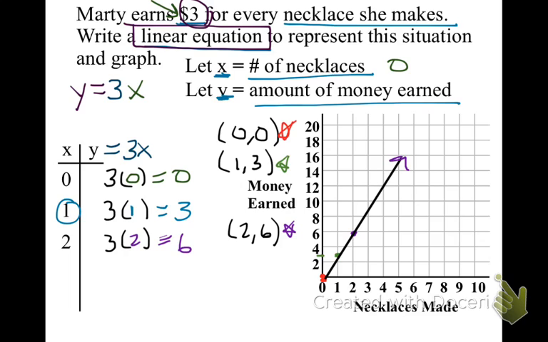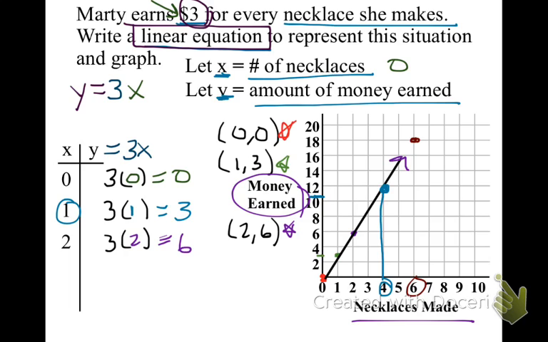So based off how many necklaces I've made, I can figure out how much money I'm going to earn. So if I made 4 necklaces, it looks like I'd earn $12, which makes sense. Or if I made 6 necklaces, it looks like my line is going right about here, I'd make $18. So I can figure out how much money I've earned based off how many necklaces.